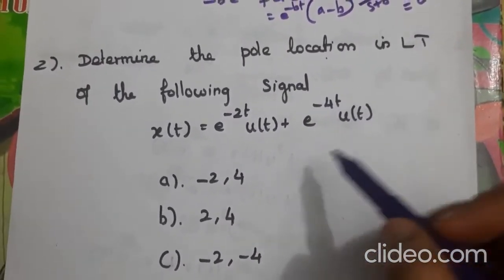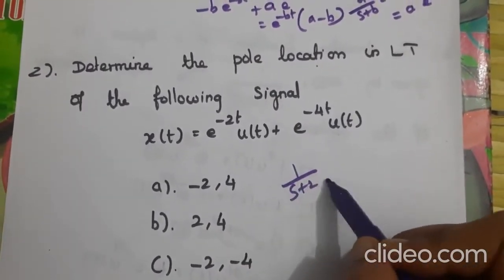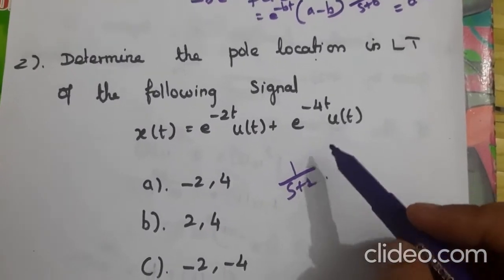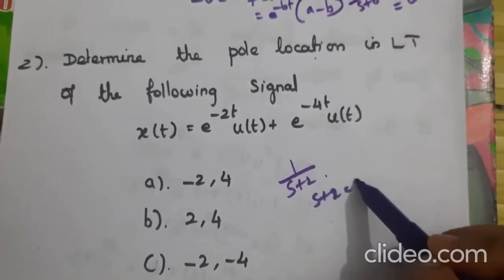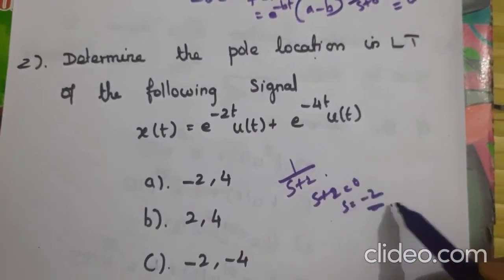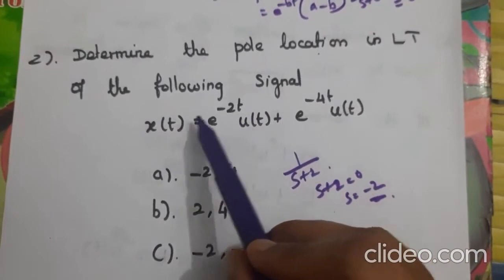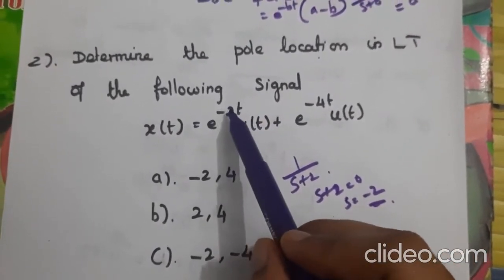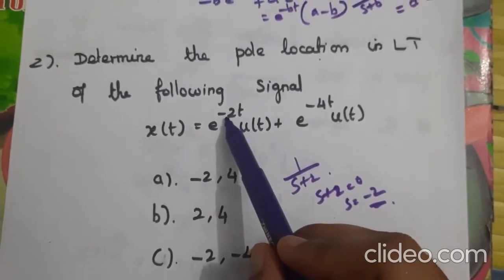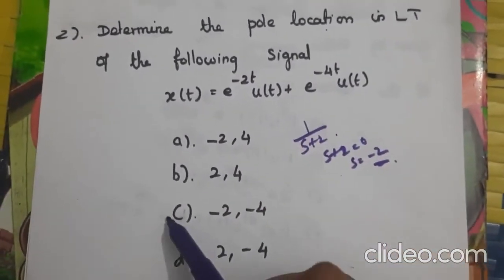because the Laplace transform of this is 1 divided by s plus 2, and the pole is where this becomes 0, that is s plus 2 is equal to 0, so s is equal to minus 2. This is the pole location. So we just directly take it from the signal itself. For the exponent, this e term we can take directly. So here the answer is minus 2 and minus 4. So answer here is C.